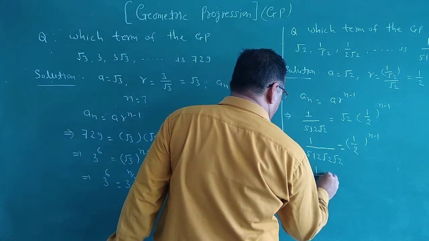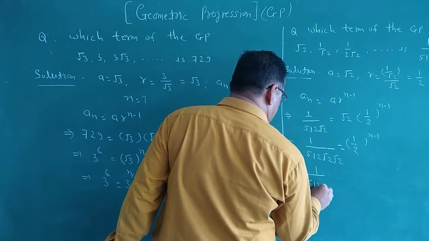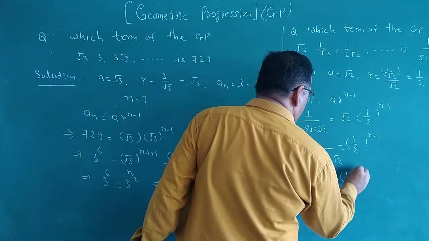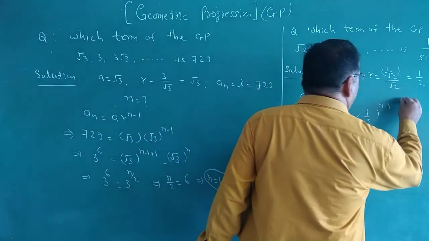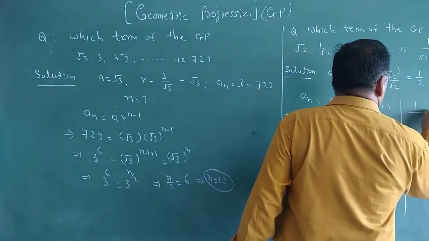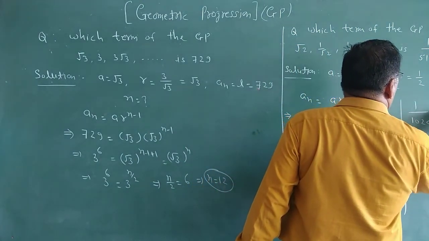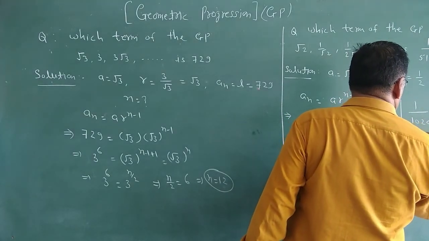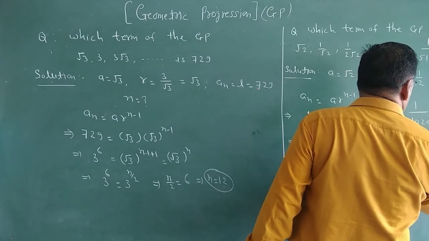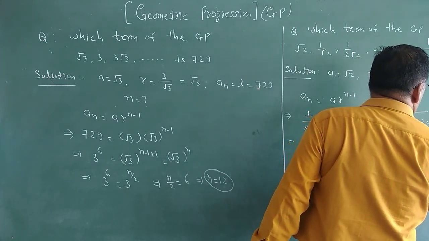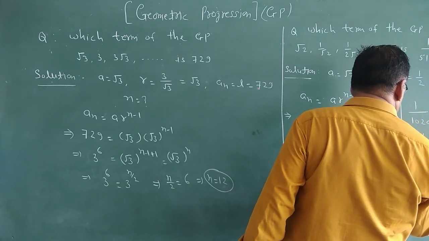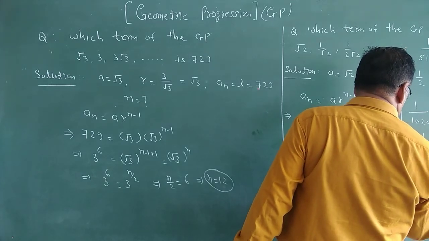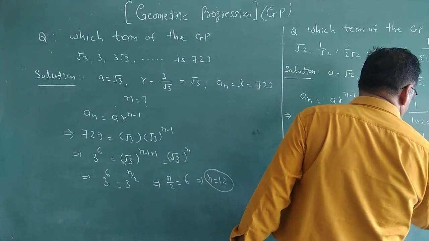So now 1 upon 512 into 2 equal to 1 upon 2 to the power n minus 1, that means 1 upon 1024 equal to 1 upon 2 whole power n minus 1. So 1 upon 2 whole power 10 equal to 1 upon 2 whole power n minus 1. Base are same, so power can be compared, n minus 1 equal to 10. So here n equal to 11.